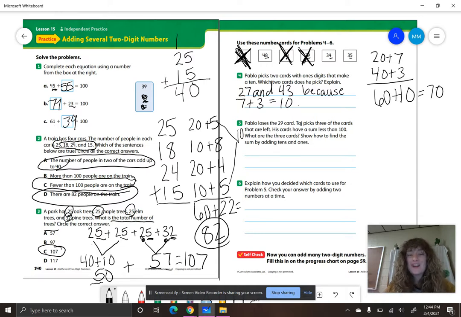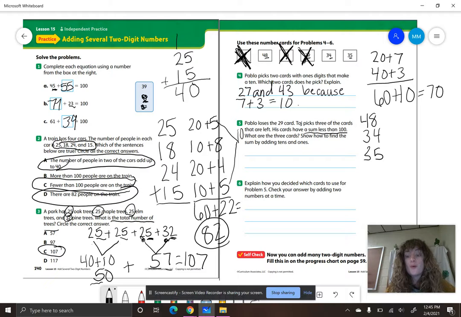So the cards that are left are 48, 34, and 35. Now let's go back and look at the problem. Taj picks up those last three cards, and it says that his cards have a sum less than 100. So we are going to have to make sure that when we add these three parts, it makes a whole less than 100. Okay, and it says show how to find by adding tens and ones.